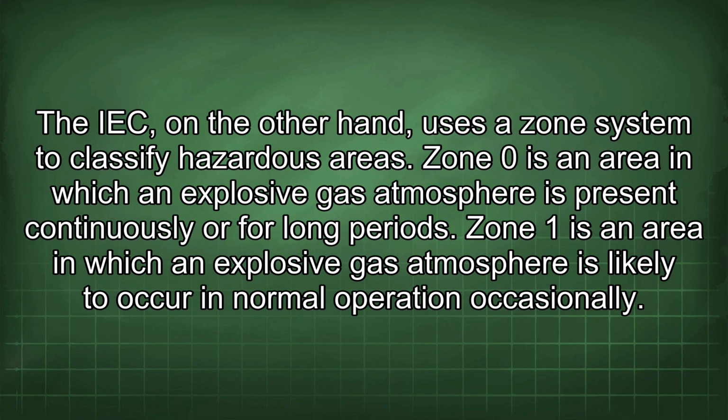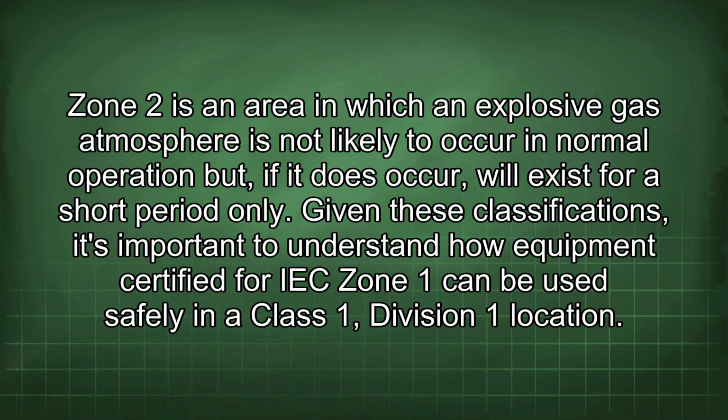Zone 0 is an area in which an explosive gas atmosphere is present continuously or for long periods. Zone 1 is an area in which an explosive gas atmosphere is likely to occur in normal operation occasionally. Zone 2 is an area in which an explosive gas atmosphere is not likely to occur in normal operation, but, if it does occur, will exist for a short period only.